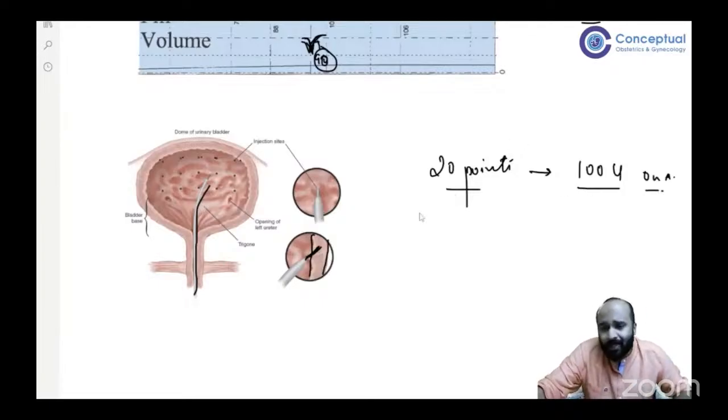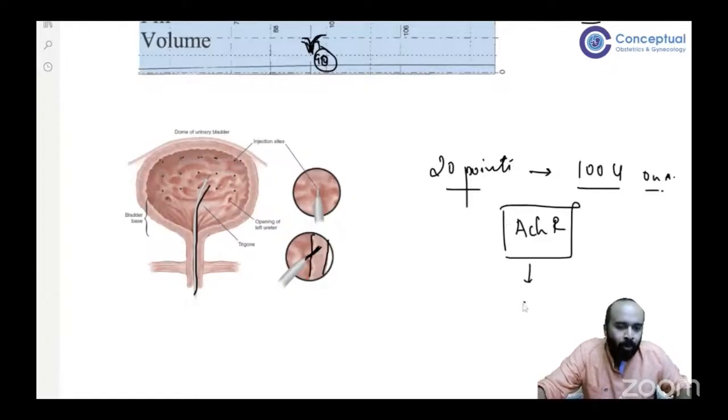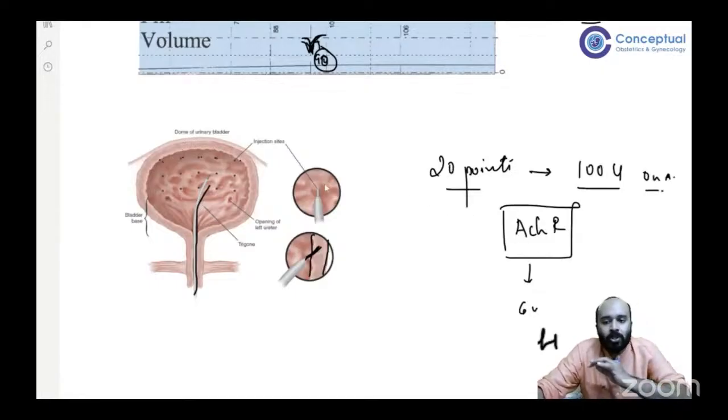What this does is it blocks the acetylcholine receptors. Once they are blocked, they stay blocked for 6 months to 12 months. And at various locations, 20 in total. So basically, I'm stopping the bladder from contracting totally.